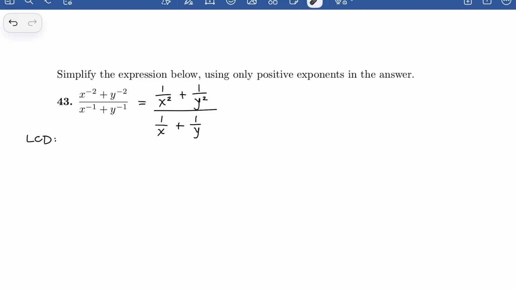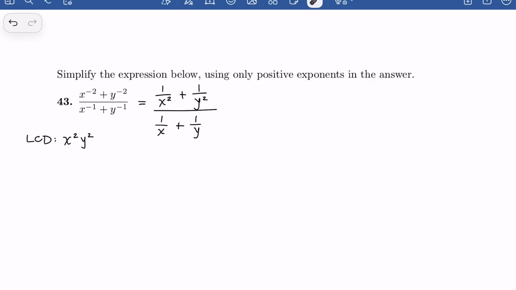Now, this is going to be the product of all of our different denominators raised to its greatest power. So all of our denominators share at least one factor of y, but again, it needs to be that factor raised to the greatest power. So our LCD in this case is going to be x squared y squared.